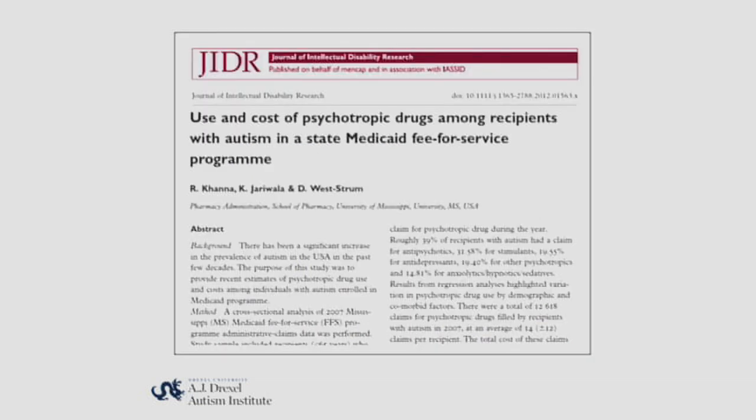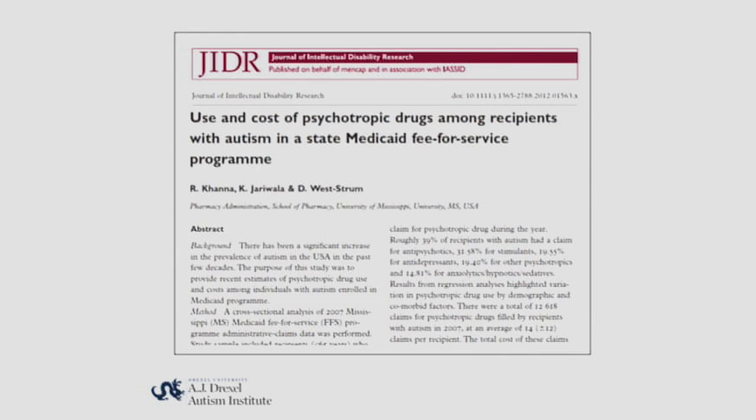Another paper recently published also looked at Medicaid insurance data from the state of Mississippi, and it looked at utilization and costs associated with psychotropic drug use among individuals with autism. They looked at all ages under 65, although the majority of the subjects in the data set were kids, about 80% of them under 21. Again, they were focused on psychotropic drug use, and they found that two-thirds of the individuals insured by Medicaid with autism in this Mississippi database had a claim for a psychotropic drug. There were 13,000 claims in total, and the average individual with autism had about 10 claims for psychotropic drugs in the year that they looked at, which was 2007.